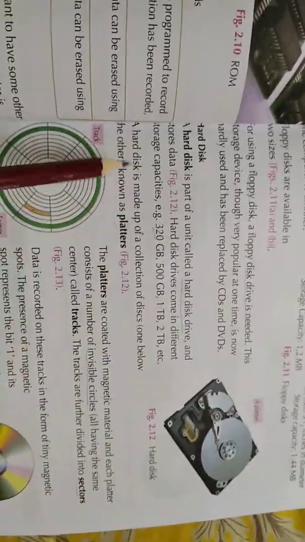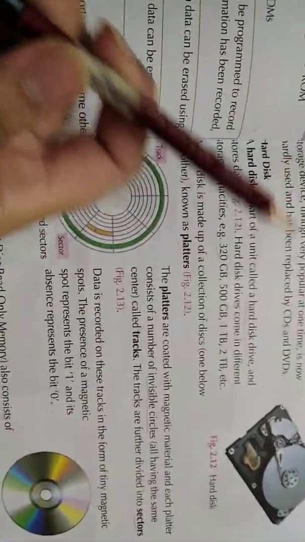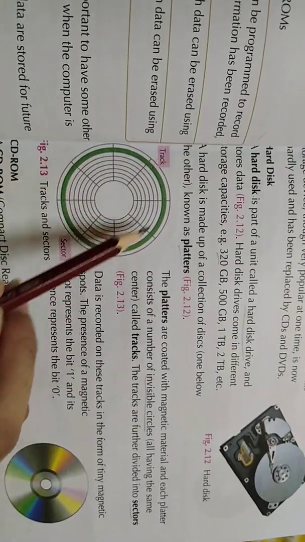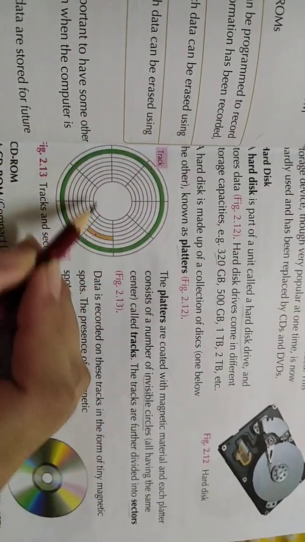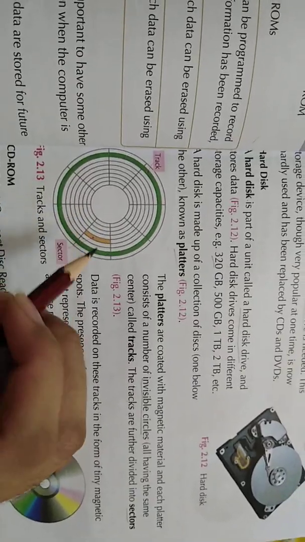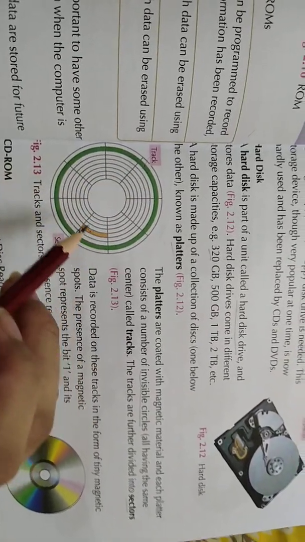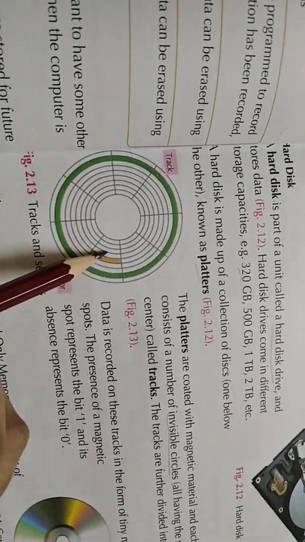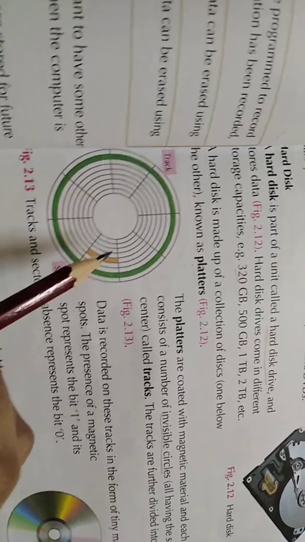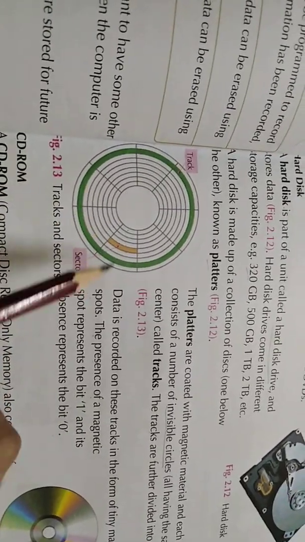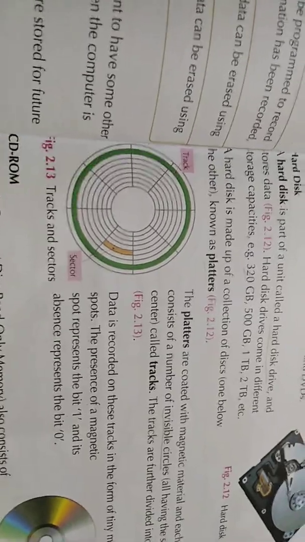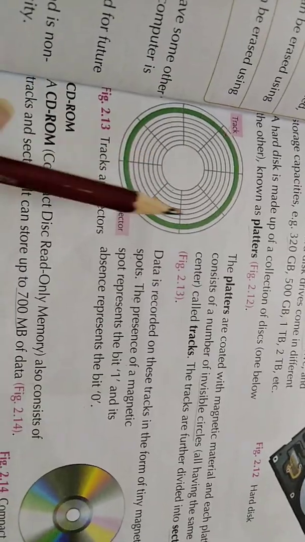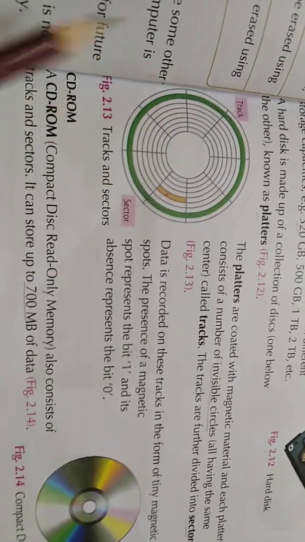Then comes the hard disk. On a hard disk you can delete the data, then save again. This hard disk is divided into circles. These circles are called tracks, and they are then divided into sectors, meaning several portions. Each sector contains a different type of data, and the data is saved in 01 format.